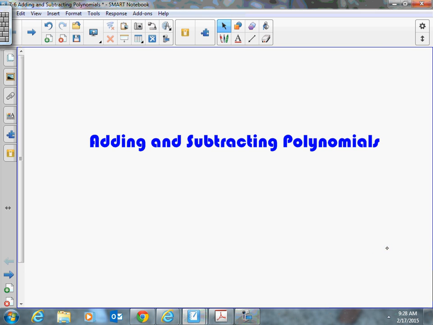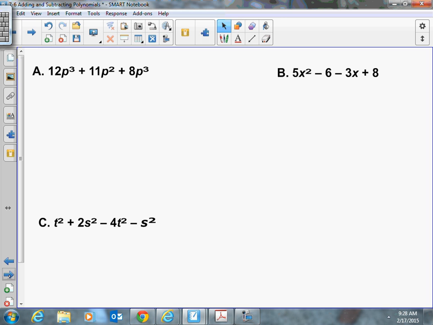Alrighty guys, so this video is over adding and subtracting polynomials. So let's get started. Here you see three different examples. We're going to go through these three and we're going to talk about how we combine like terms. Now you guys have already practiced combining like terms.